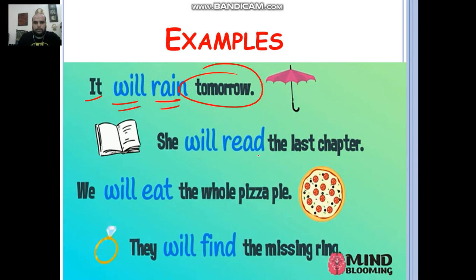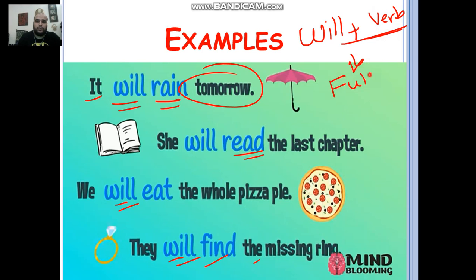She will read. Okay? I didn't add anything to the verb read. She will read the last chapter, maybe tomorrow. We will eat the whole pizza pie. They will find the missing ring. You see all of the verbs. We're going to have will plus the verb to express the future, my boys.